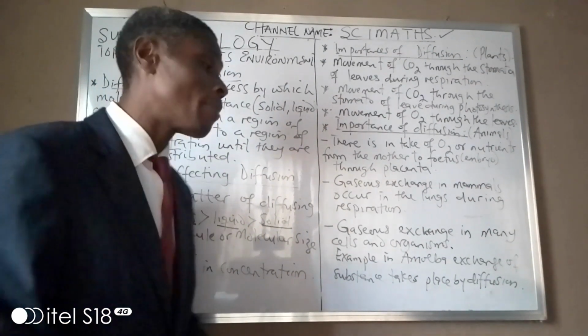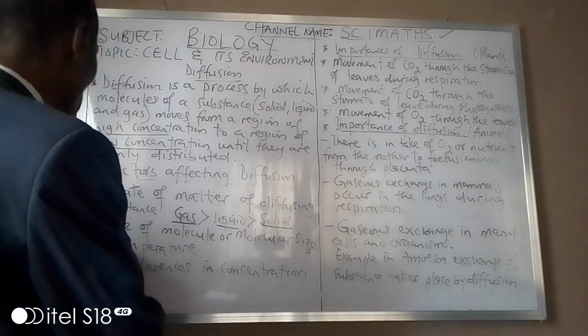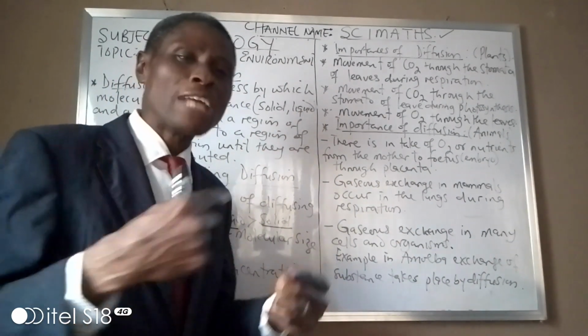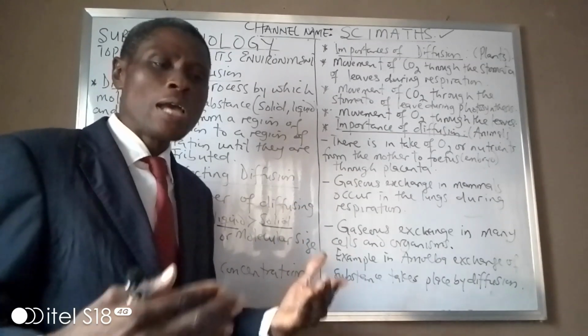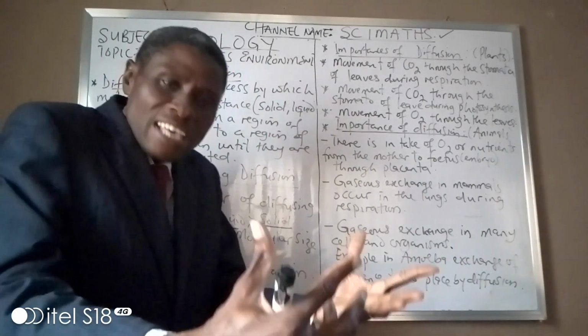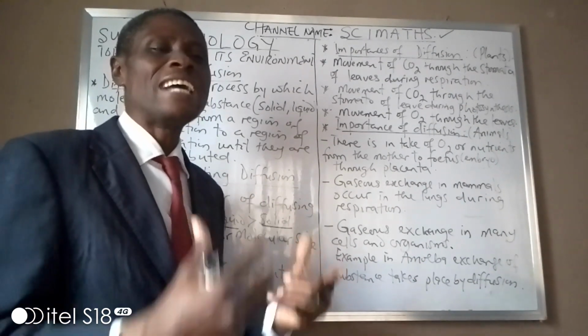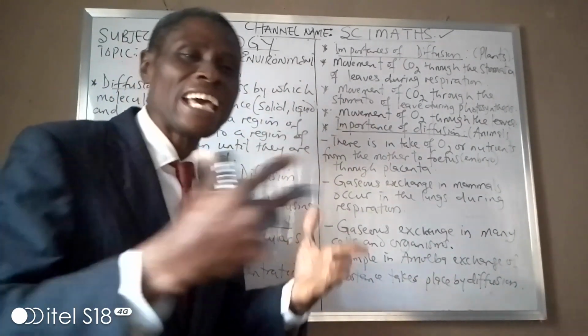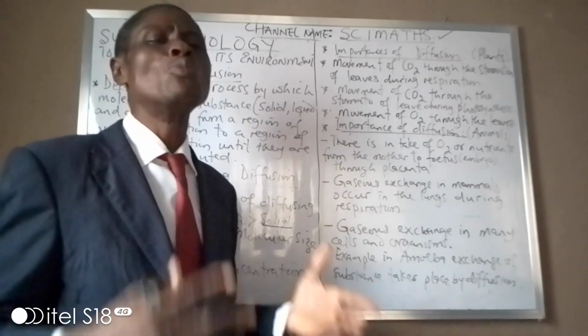And then the last one is temperature. The higher the temperature, the higher the rate of diffusion. Why? Because when particles are heated, they tend to move faster. Their average kinetic energy increases, and when there is an increase in average kinetic energy, it makes the molecules move faster.